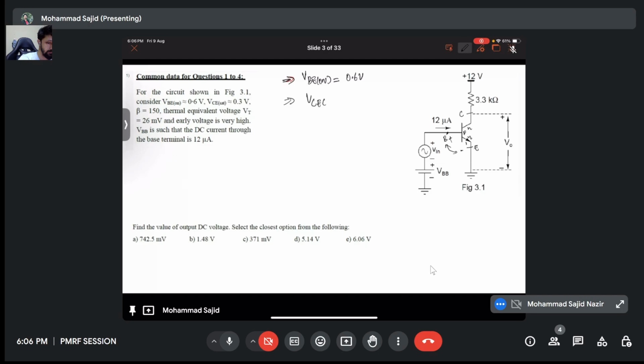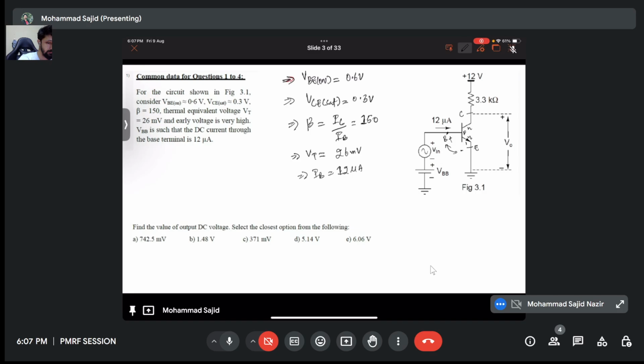VCE sat, which means saturation, is 0.3 volt. Beta is IC by IB, where IC is the collector current and IB is the base current. It's given as 150. The thermal voltage, that is VT, is 26 millivolt, and the base current is 12 microamperes.